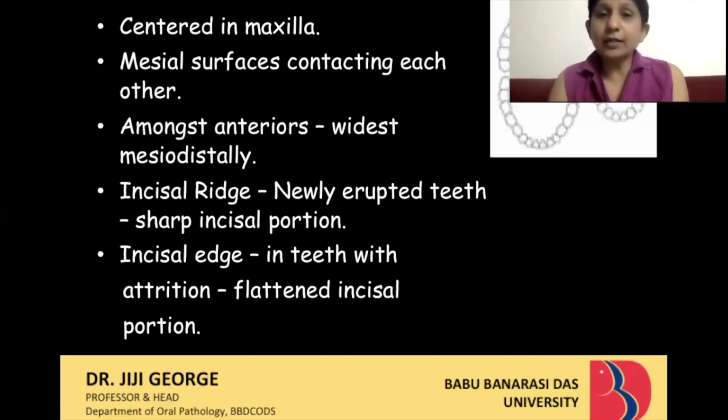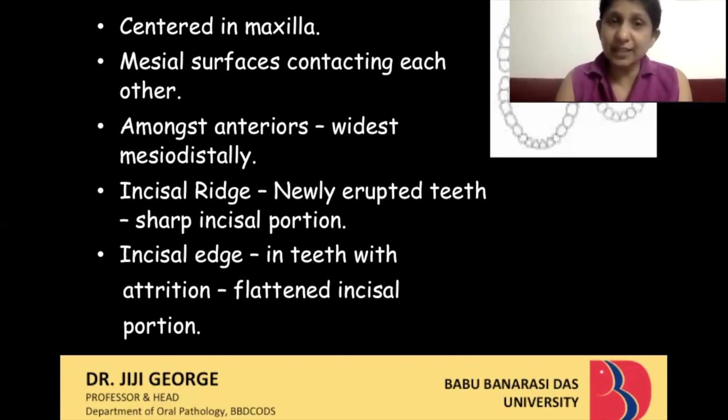So the incisal ridge is the sharp edge of the newly erupted tooth, and it is seen as a line. If you take an impression of that, it will be seen as a line. Whereas the incisal edge is the same incisal ridge which gets flattened out, or attritioned, to form an incisal area. So that is an area, not a line. That's the difference between incisal ridge and edge. It's practically the same. It's just that in a newly erupted tooth, it's seen as a sharp single line, and it's seen as a surface in a tooth which has undergone attrition.